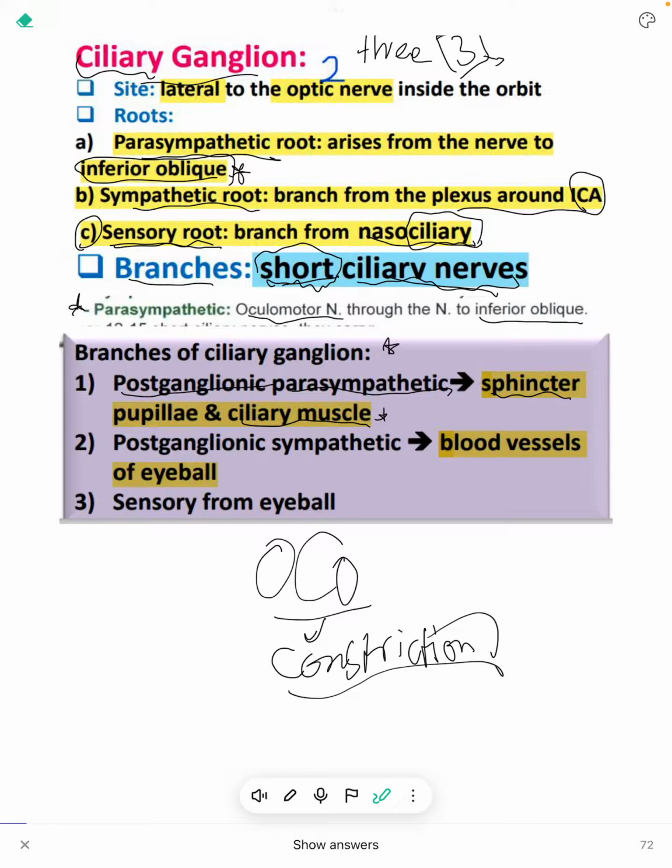When you talk about the ciliary muscle, just imagine constriction: oculomotor, constriction, and ciliary, which also means constriction. Then the postganglionic sympathetic fibers also cause constriction, but this is to the blood vessels of the eyeball, and sensory fibers come from the eyeball. I think this is helpful and will be useful.